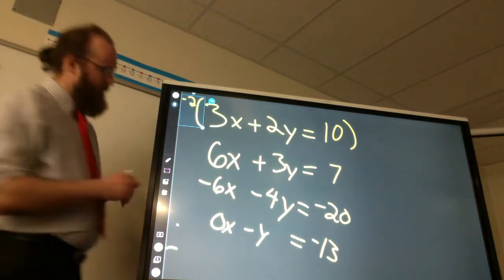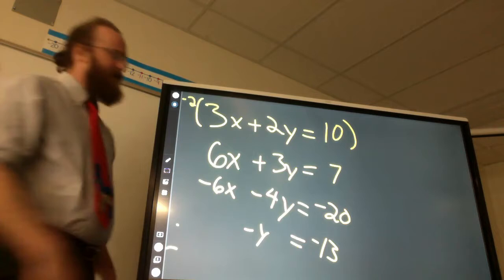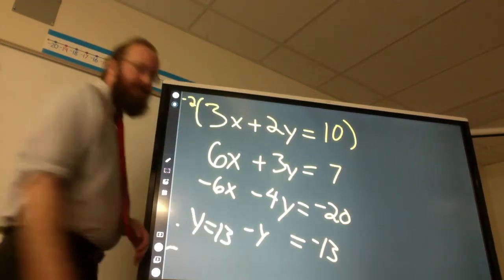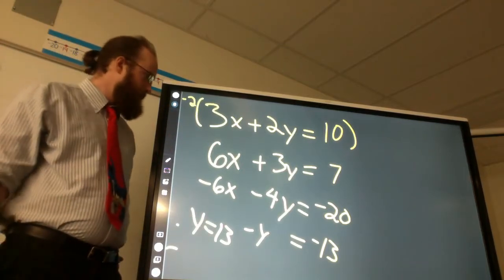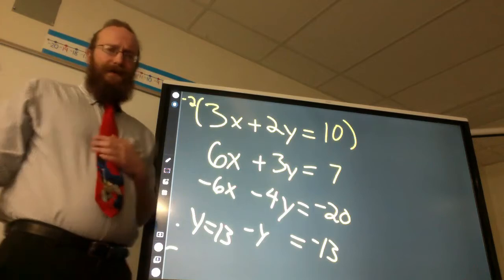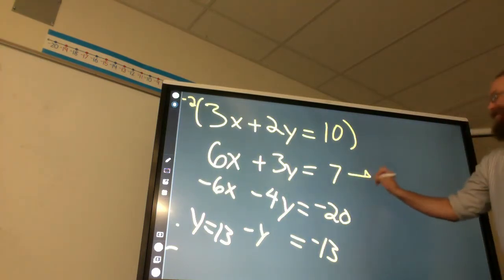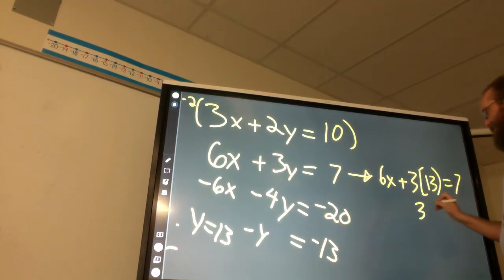All right, we can see that the 0x doesn't matter. And negative y equals negative 13, so y equals 13. We are still not done yet. We have to take this 13 number, and we have to plug it back into one of our original equations. I'm going to pick the second one because we haven't messed with it that much. So if I plug in a 13 for where the y is, I would be left with 6x plus 3 times 13 equals 7. 3 times 13 is 39.